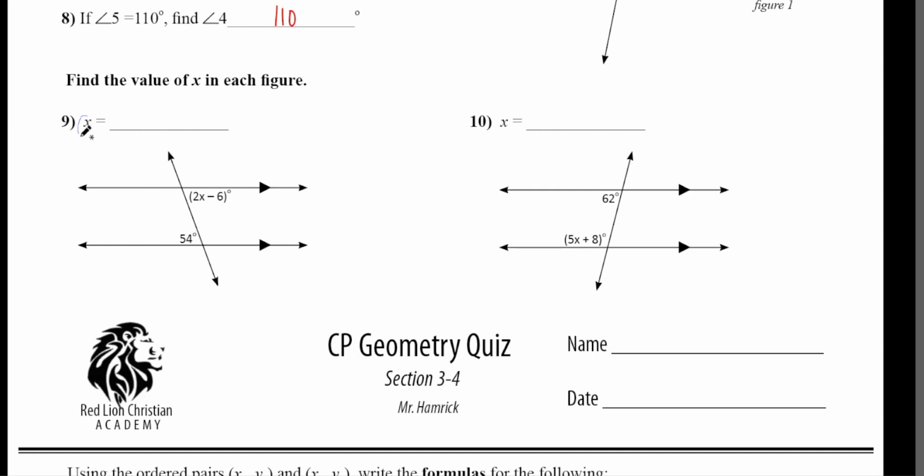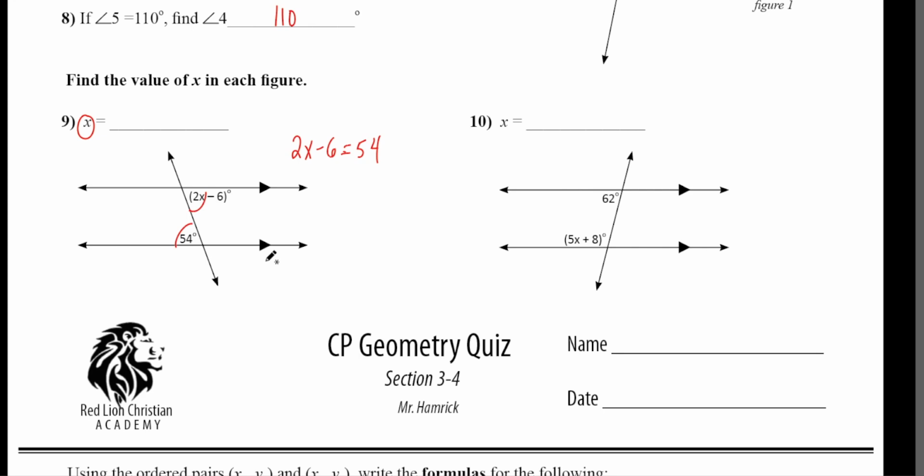Look, it just says find the value of x. I don't even have to find the angle. I just want to find what x is equal to. Well, the angle would be easy. If this is 54, what's this angle right here? It's also 54. So how do I set it up then as a math problem? I go 2x minus 6 is what? Is 54. See that? They're equal to each other. Why are they equal? Because they're alternate interior angles. So they are equal to each other.